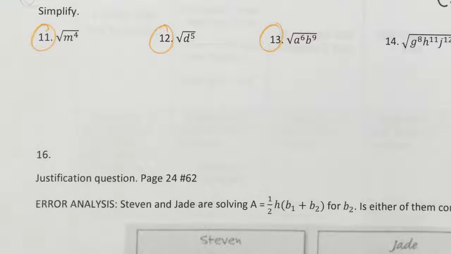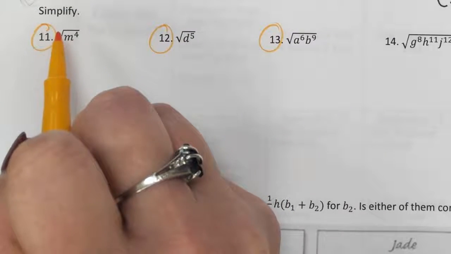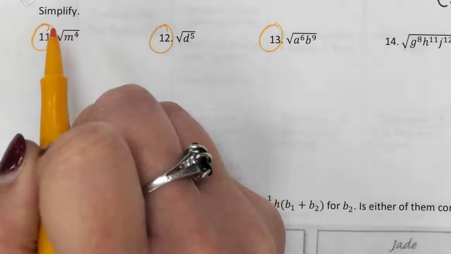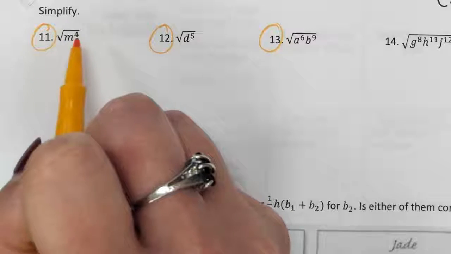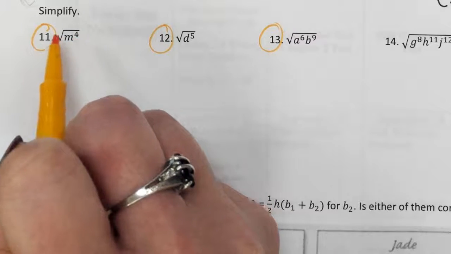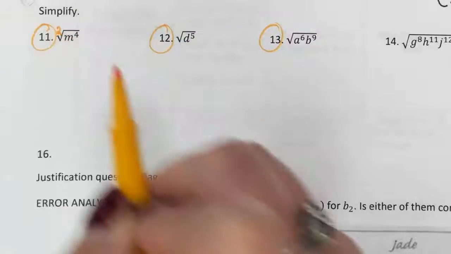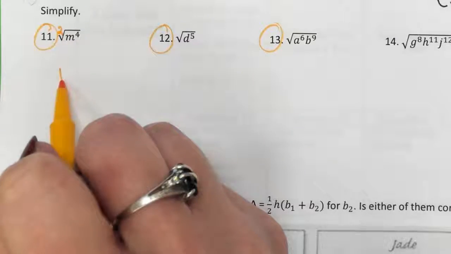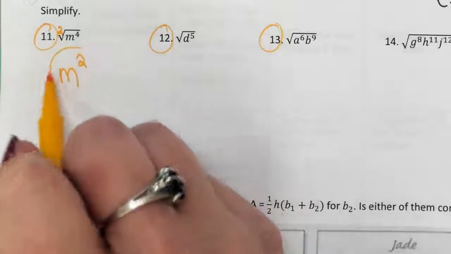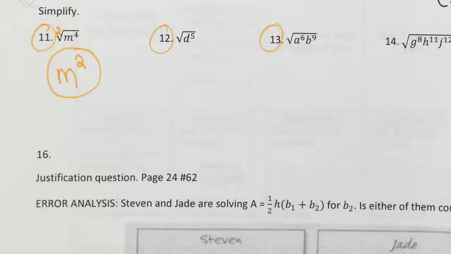Okay, so before we did square roots of numbers, right? Now we're going to do letters. Here we go. Ready? So square root. Square means what? What number? Square. 2, right? So anytime you have a number, you're just going to divide it by 2 because there's an understood 2 right here. What's 4 divided by 2? 2, so the square root of m to the 4th is m to the 2. That's it. Y'all okay with that? Alright.